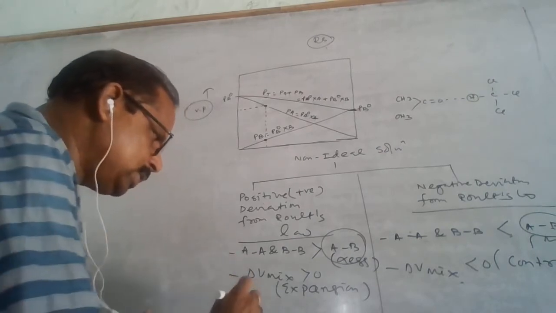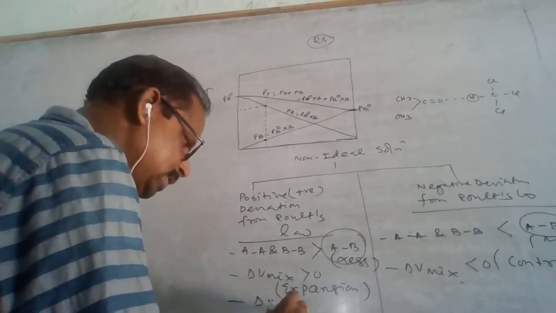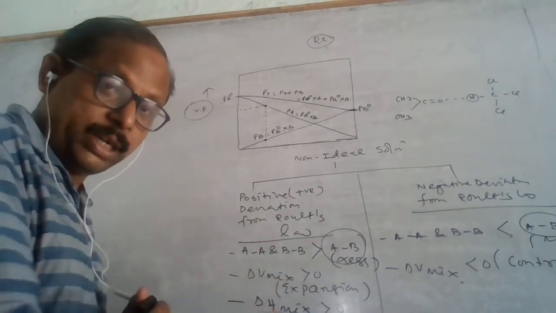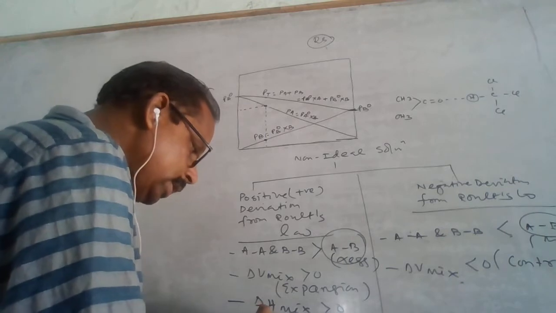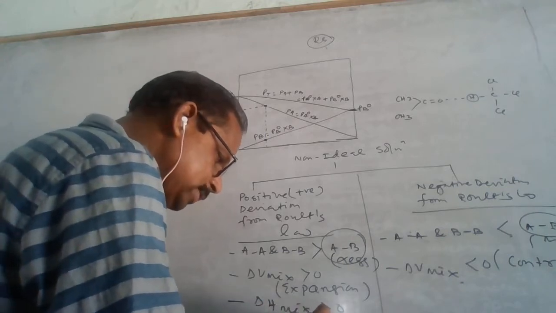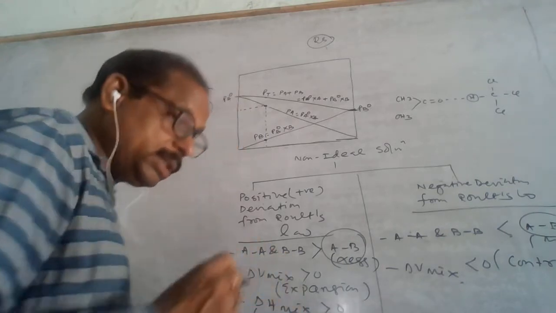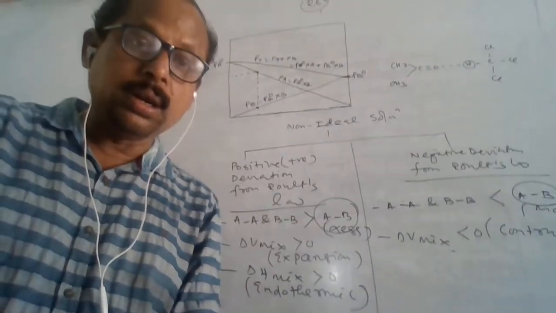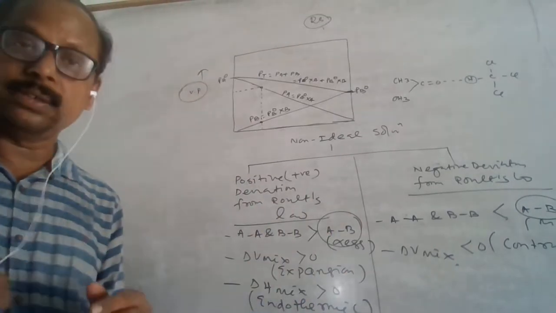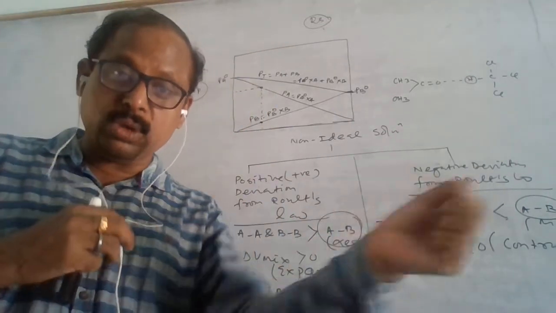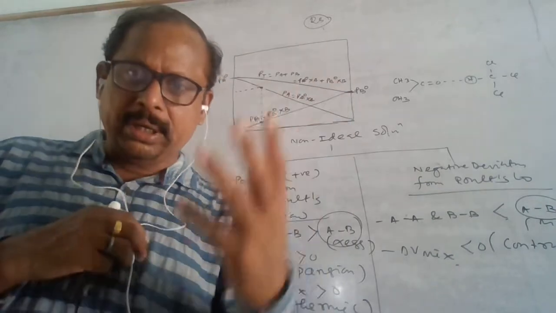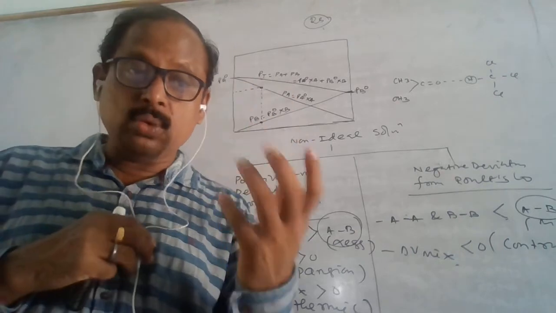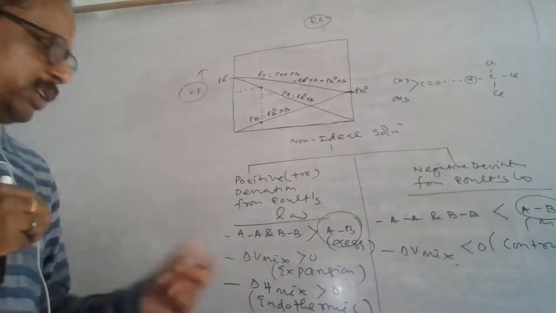The other one is the delta H mixing, the enthalpy. The delta H mixing is greater than 0, which means it will be endothermic mixing. Endothermic mixing means heat is required for solubilization. We have to give the heat to mix it. We have to stir and heat it so that it will dissolve. For that solution we have to apply heat, otherwise this mixing will not be possible.